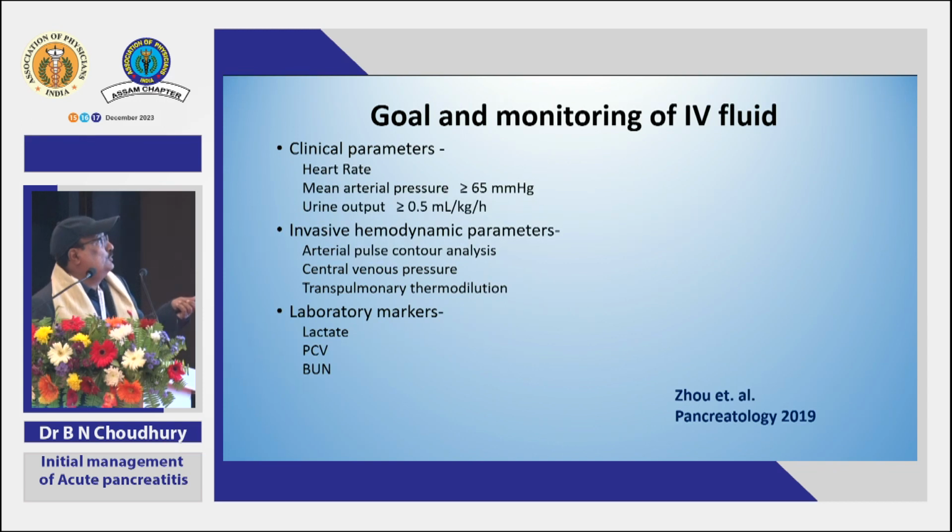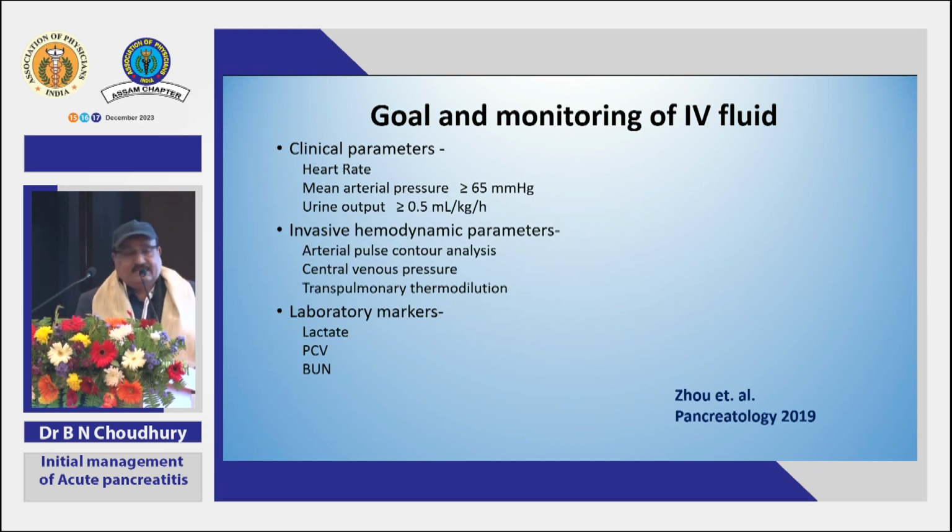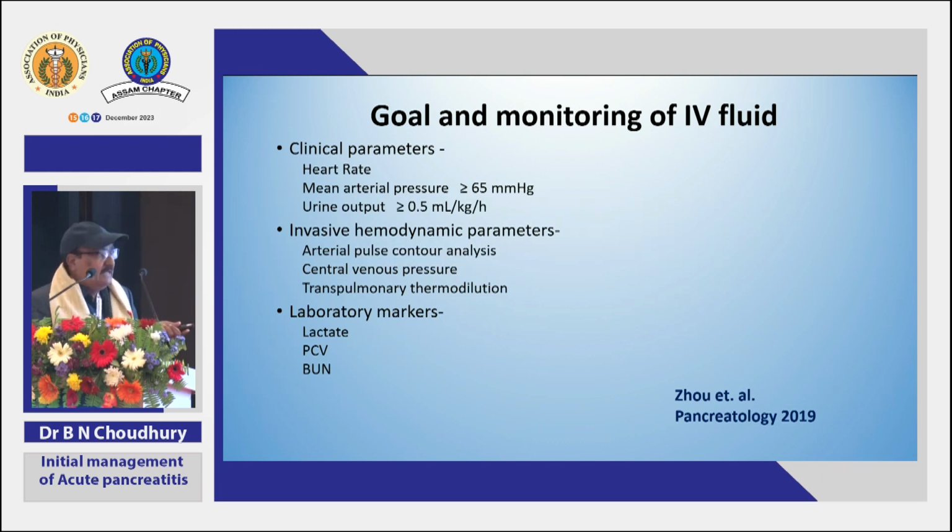Then how do you monitor? These are the different parameters to monitor. The simplest way to monitor the patients, whether the hydration is adequate or not, you can check the mean arterial blood pressure, heart rate, and urine output.